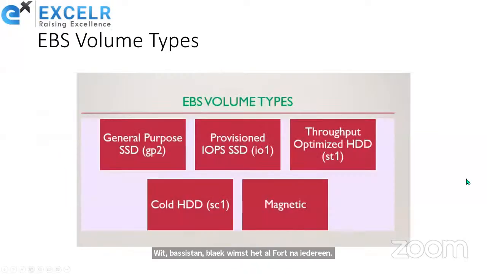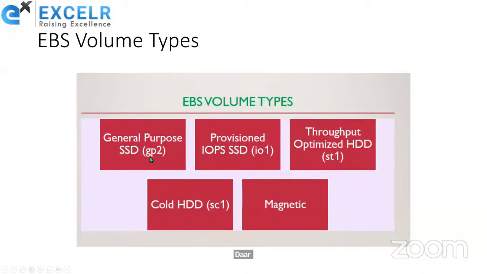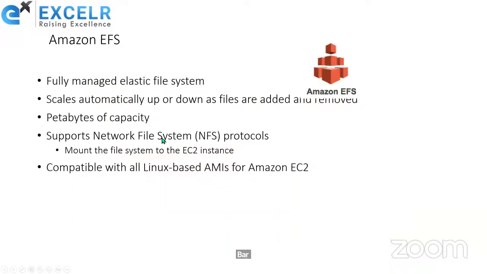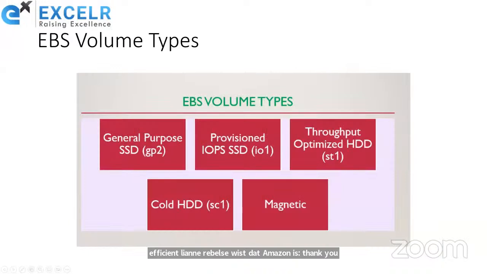Okay. So what are the different types of volume types? General purpose, provisioned, throughput optimized, cold HDD, magnetic. Okay. These are the different types of volumes available over AWS. Let us see the differences, a general understanding of why these different types of volumes are needed. Let me show you something.